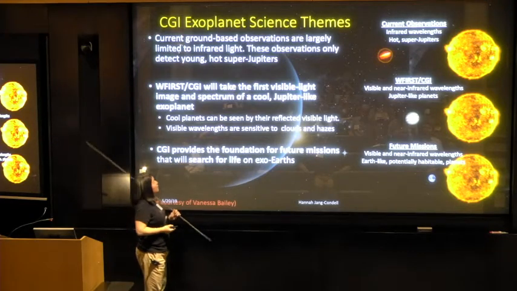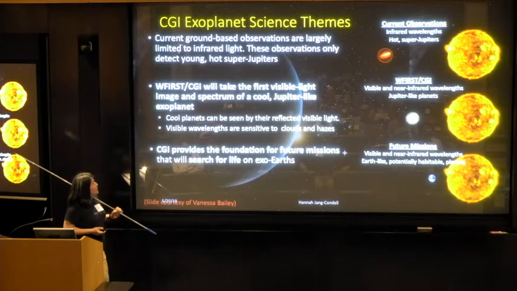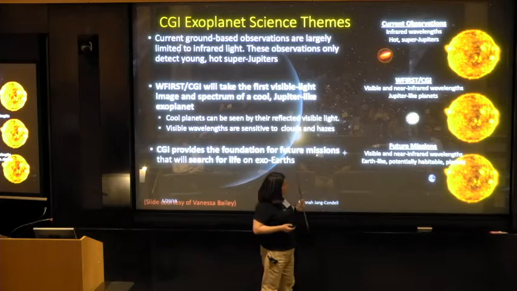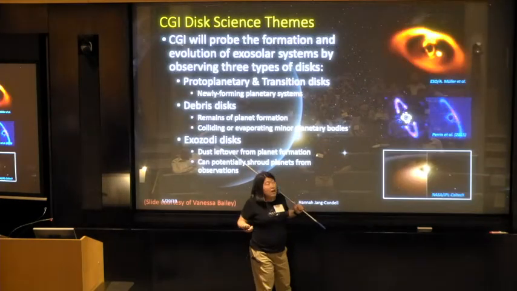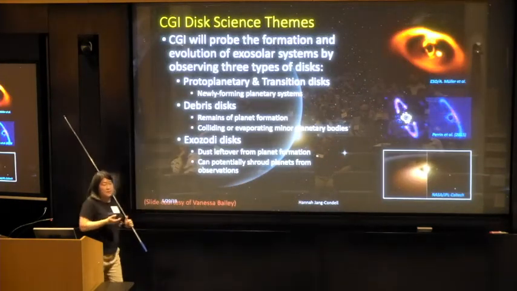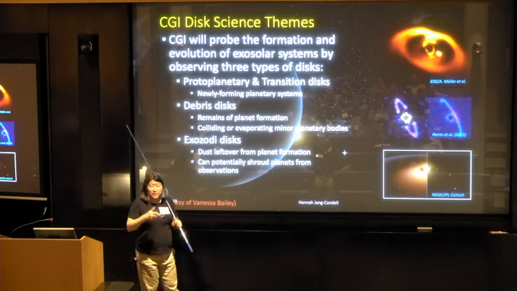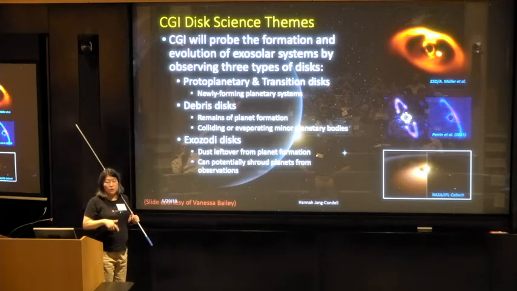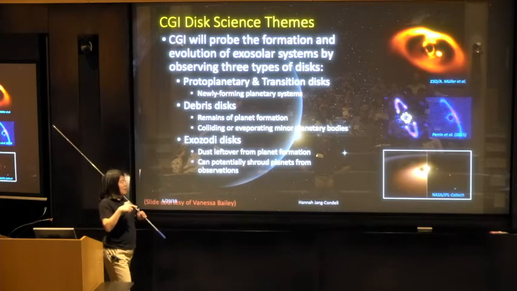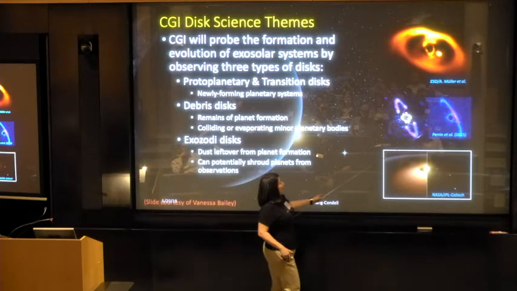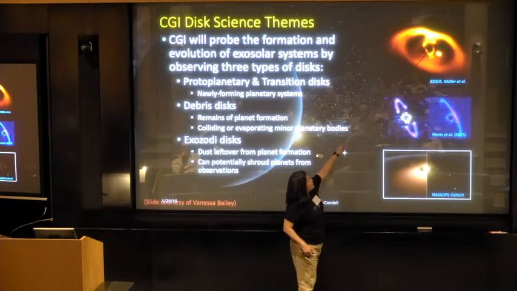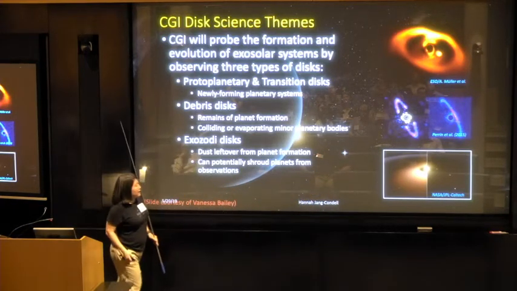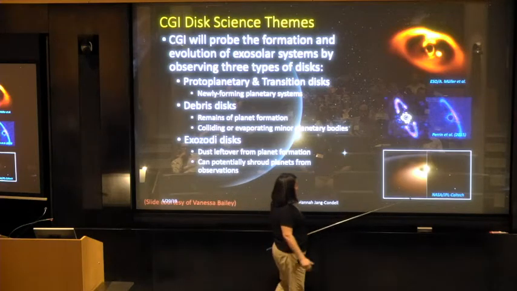Now, here's some of the exoplanet science themes. They're going to try to image different kinds of planets, but since we're talking about planet formation, I'm going to focus on the disk science themes, because if you can image exoplanets, you can image disks. And I would argue, in fact, that disks represent the guaranteed science return for the WFIRST coronagraph, because we know that disks exist around other stars. We've seen this image before. This is HR 4796A. This is an artist's conception.